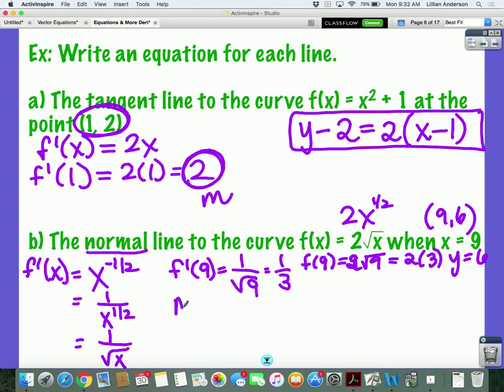Okay? So then the slope of the normal line is going to be what? It's always the opposite reciprocal. The normal line is always the opposite reciprocal. So now that we have our slope, we have our point, we write our equation. y minus 6 equals -3 times x minus 9.